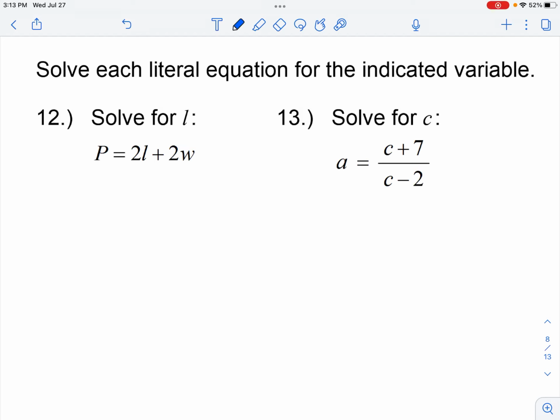Another type of equation that you're going to encounter is a literal equation, which means you're taking one equation and rearranging it to solve for a different variable. All right, so problem number 12 is pretty quick and easy. Number 13 is much more involved. So let's take a look at each of these.